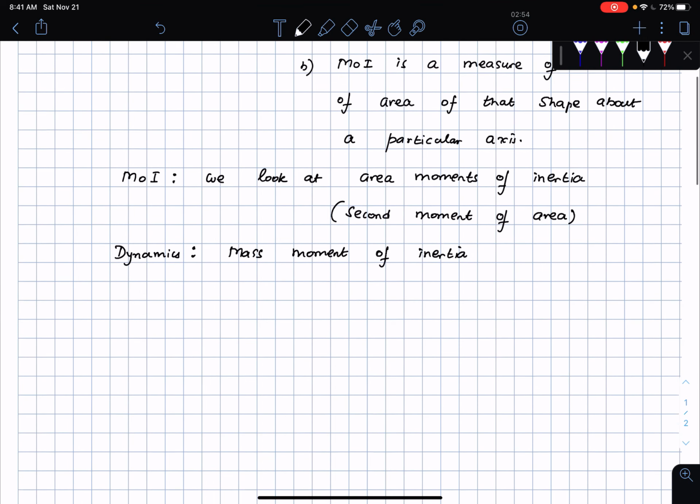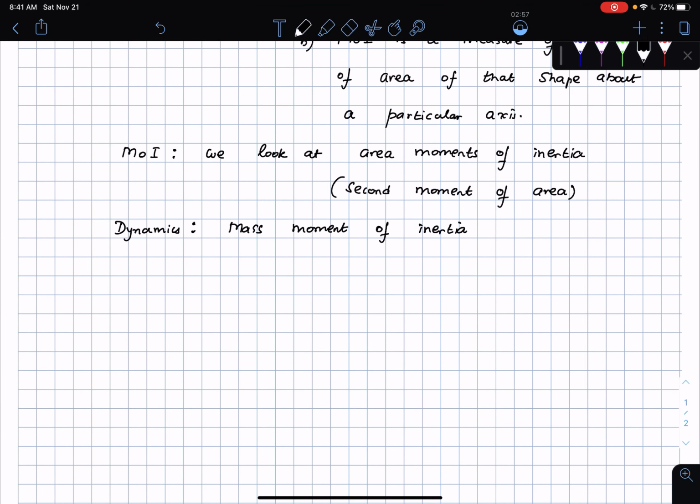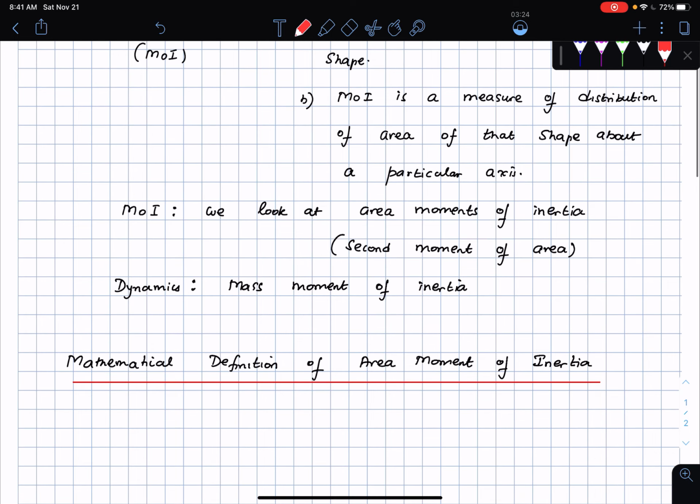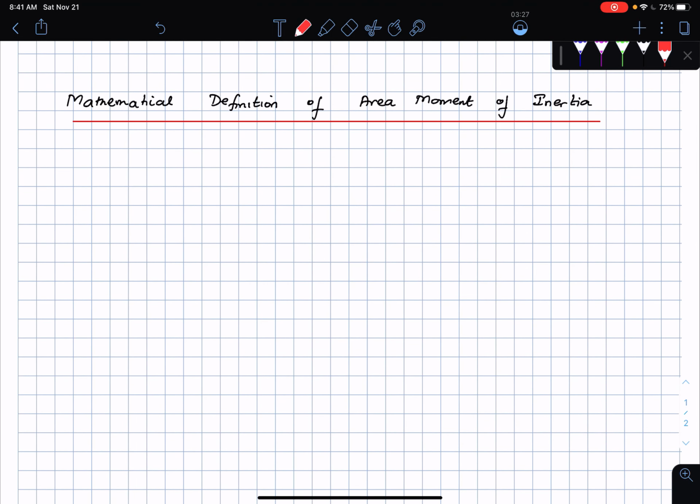So now we go to the mathematical definition of area moment of inertia. This is a definition without any proof; I'm not providing the proof here. I'm setting up a coordinate frame. Let's say that I have an XY Cartesian coordinate frame right down here.